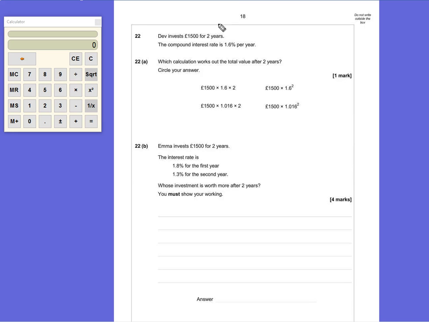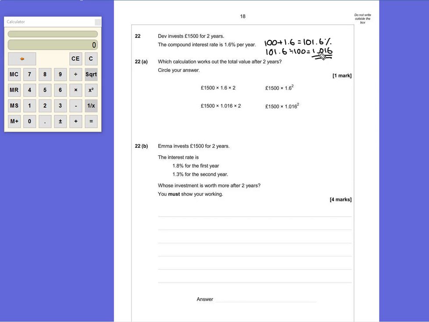To be able to find a 1.6% increase, what we're looking at is starting with 100%, because interest is going up, we're going to add 1.6, which means every year we will get 101.6% of our original value. To turn this into a decimal multiplier, we end up with 101.6 divided by 100, which gives us 1.016. So this is the number we would multiply by.